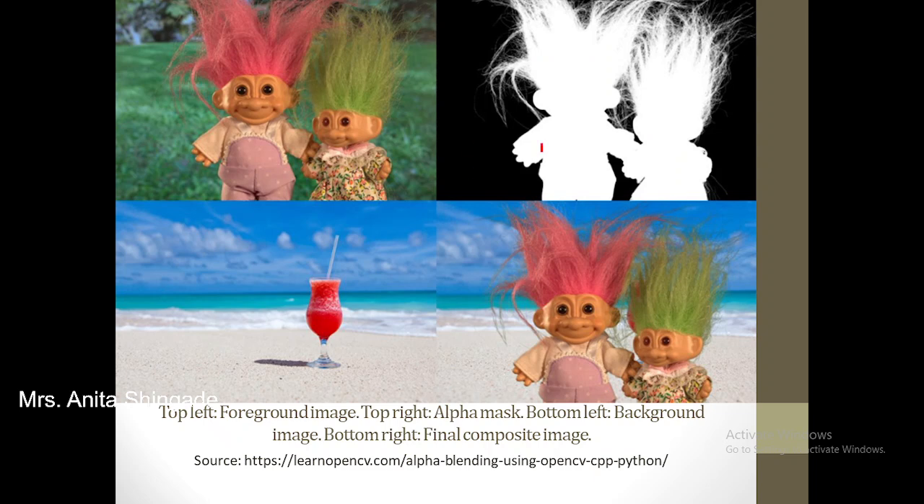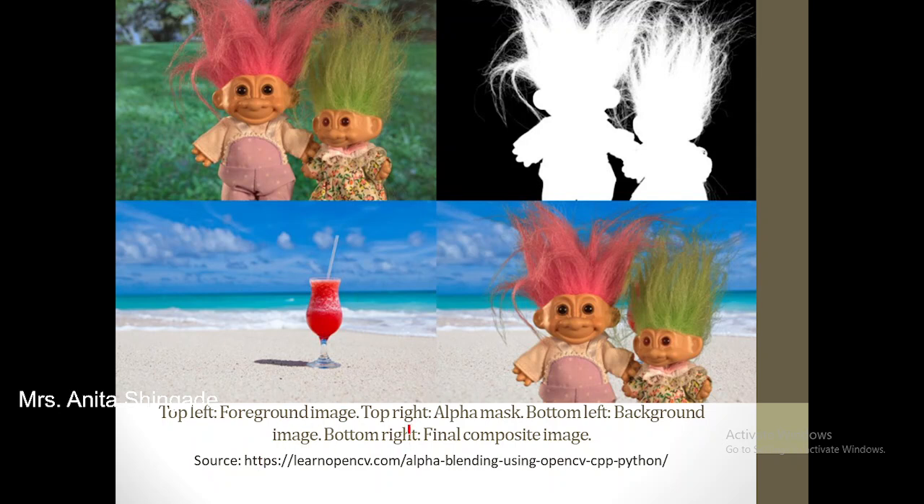Here is the image we are using to see how to blend the two images. The top left image is the foreground image, and the top right image is the alpha mask image of this foreground image. The bottom left image is the background image, and the bottom right image is our final output. This is a combination of the foreground and background, that is nothing but the alpha blended image. Thanks to this source, because I have taken this image from it.